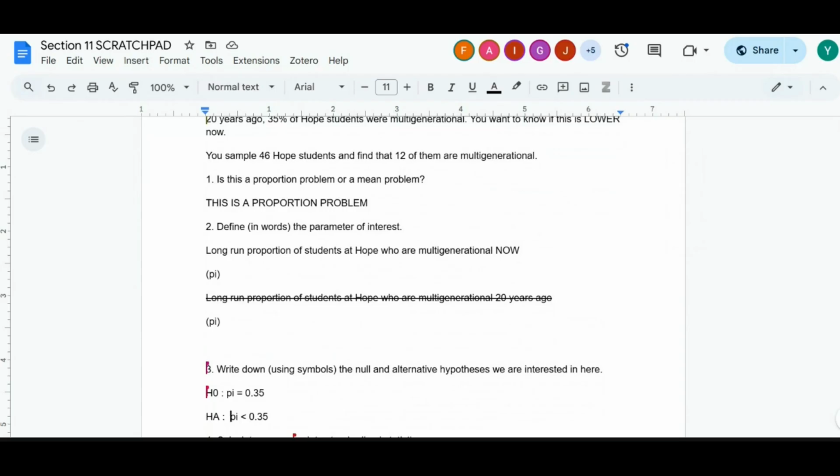It's a long run proportion. Who knows, all right? So pi is something 20 years ago. I want to know whether now it is what it was 20 years ago. And I want to compare it to whether it is lower. Notice a few things to learn.